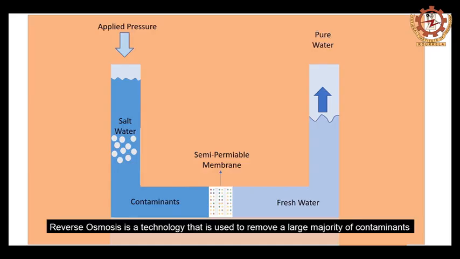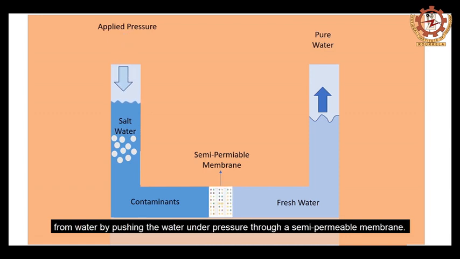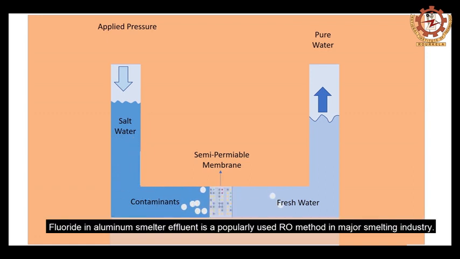Reverse osmosis. Reverse osmosis is a technology that is used to remove a large majority of contaminants from water by pushing the water under pressure through a semi-permeable membrane. Fluoride in aluminium smelter effluent is a popularly used RO method in major smelting industry.